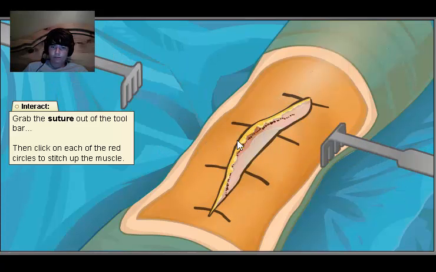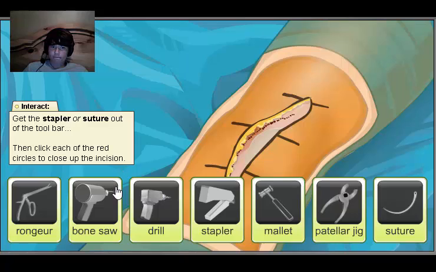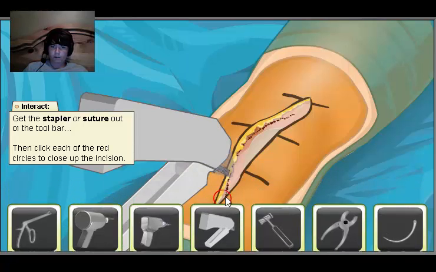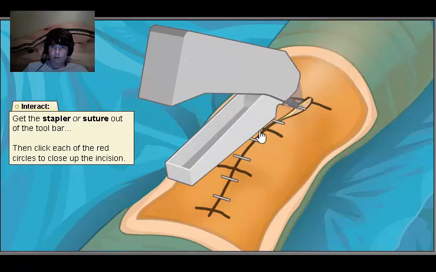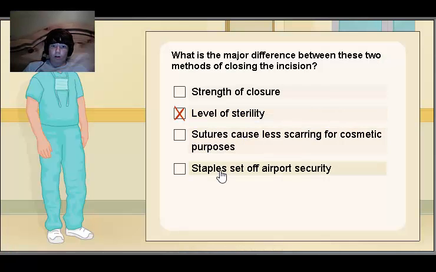Closing the surface incision, you have a choice between the stapler and the suture. What's the suture? Oh, I'm gonna use a stapler. Just give you some staples. Oh, yeah. This is the primary difference between these two methods of closing the incision.